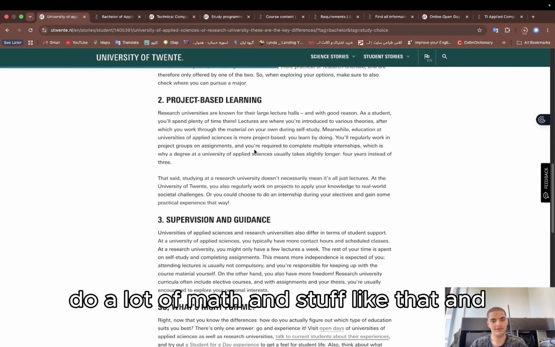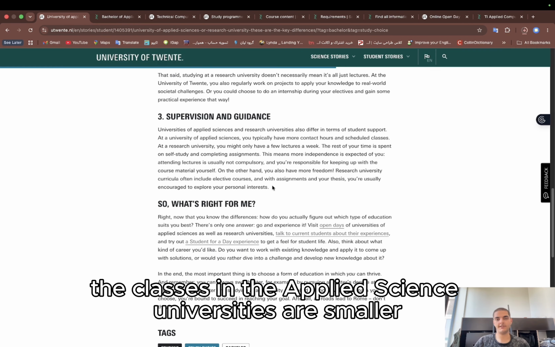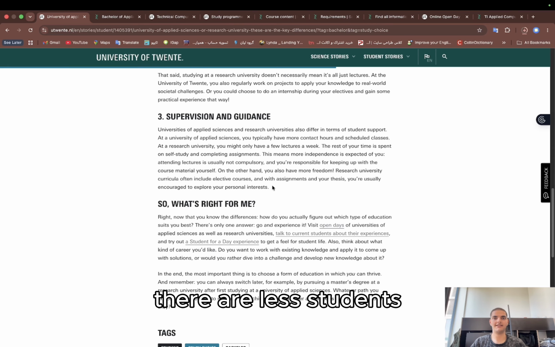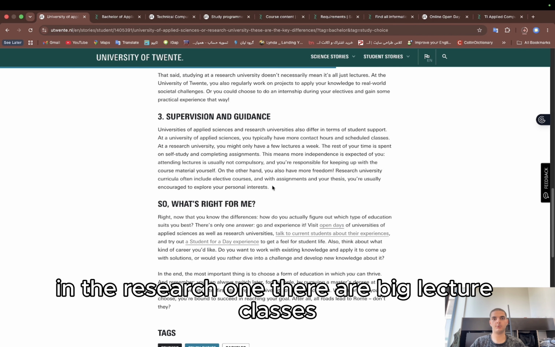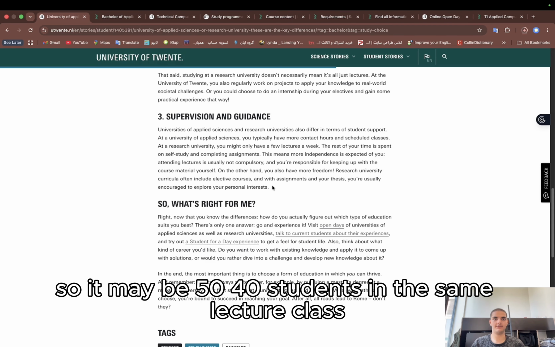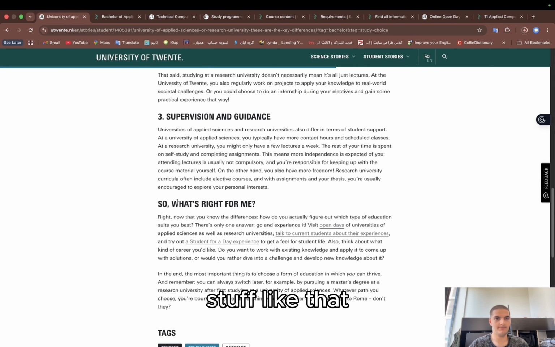like that. And the classes in the applied science universities are smaller. There are fewer students, so you have more time with your teachers. However, in the research one, there are big lecture classes, so it may be 40-50 students in the same lecture class, so you have less time to engage with a professor, stuff like that.